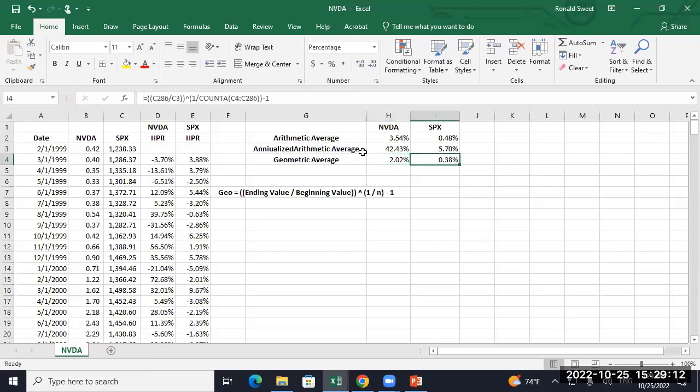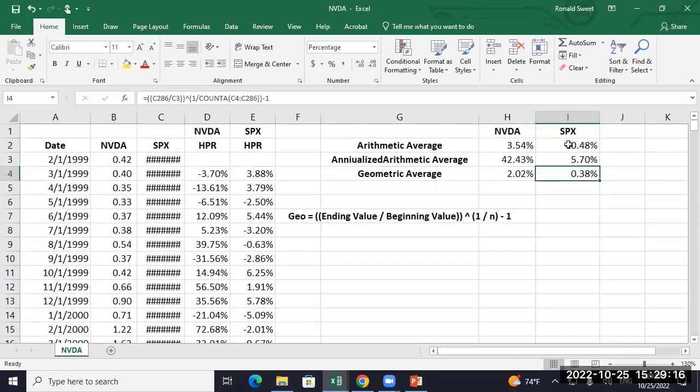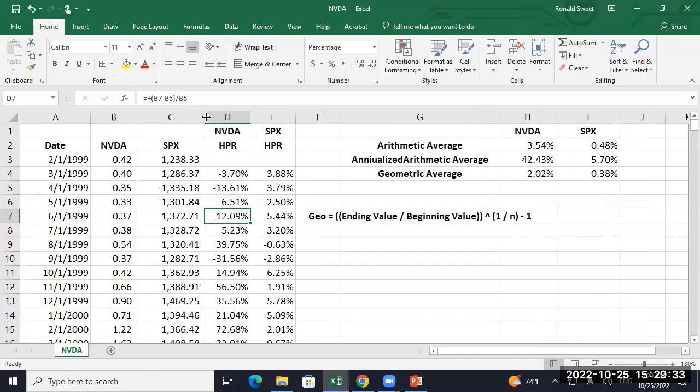Same thing on the S&P 500. Does that one look like it could be right? Arithmetic was 48. Geometric was 38. So that looks very possible. Right? Y'all see that ending over beginning saves us a lot of time. Otherwise, I'd have to take 1 plus that times 1 plus that plus 1 plus that, link it all together, and that would take me a lot of time.